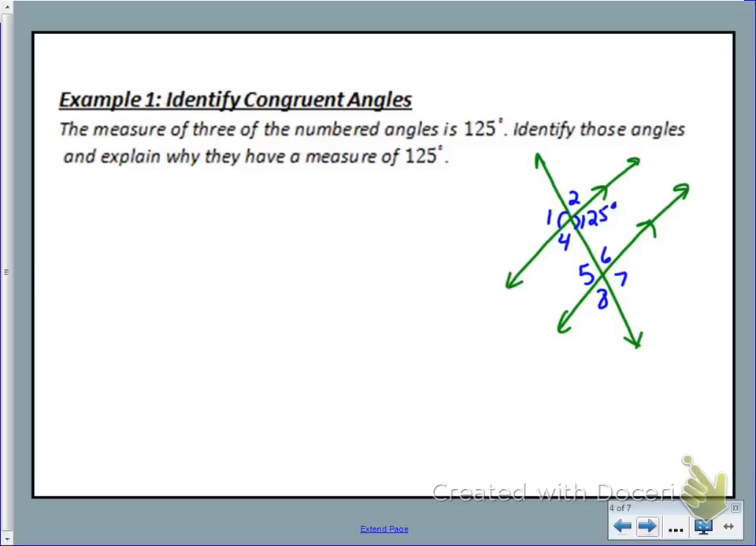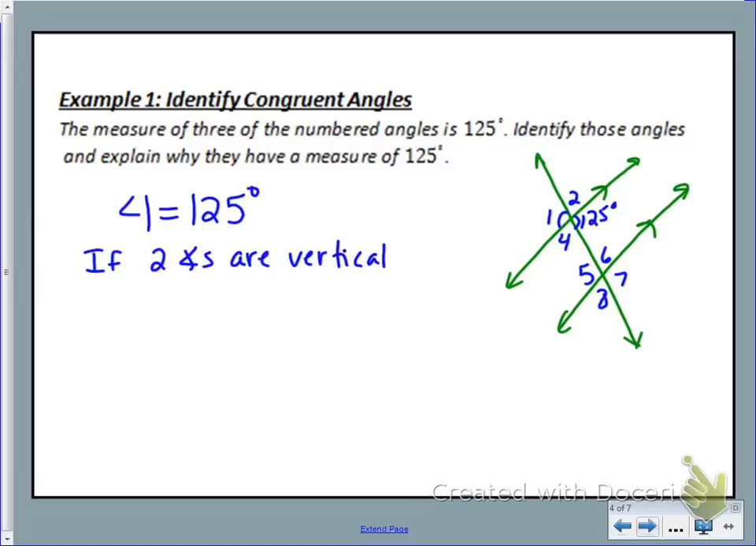Now, I want you to stop and think about what type of relationship we called this last week. It's nothing new. This is a review problem. Hopefully you're thinking vertical angles, and that would be exactly true. So angle 1 is also equal to 125 degrees, and our reason for that is if 2 angles are vertical angles, then they are congruent. Keep in mind the if is just using the keyword that was provided to us or that we noticed occurring in the picture, and the then is the conclusion we can make.